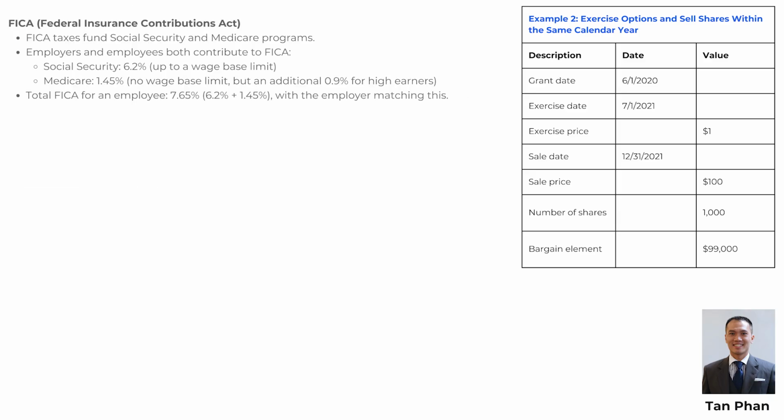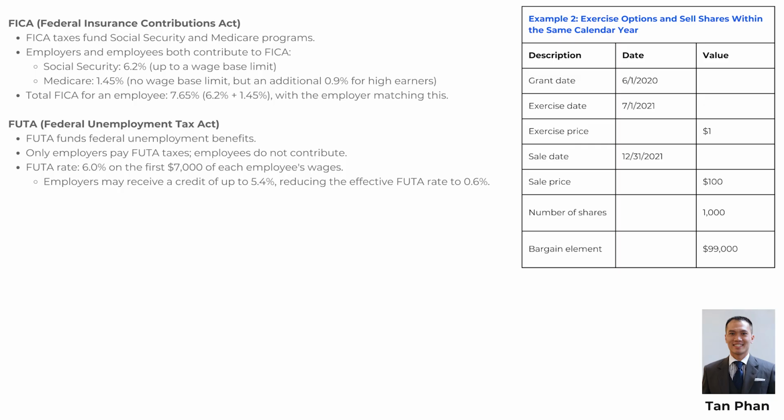FICA taxes fund Social Security and Medicare programs. Employers and employees both contribute to FICA. Social Security, 6.2% up to a wage-based limit. Medicare, 1.45%. No wage-based limit, but an additional 0.9% for high earners. Total FICA for an employee, 7.65%, 6.2% plus 1.45%, with the employer matching this.